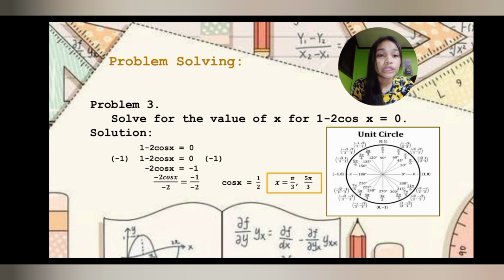In the unit circle, we need to find the value where cos x is 1/2. So we have the value of x equals pi over 3 and 5 pi over 3 in our unit circle.